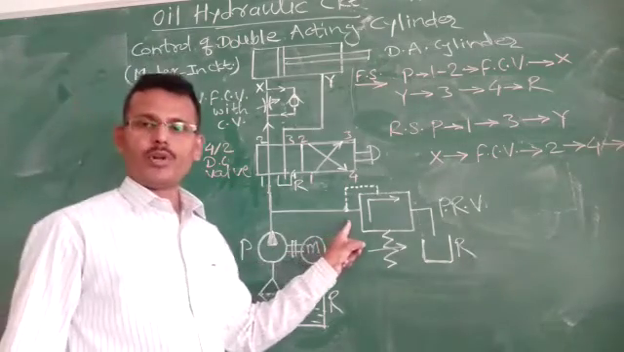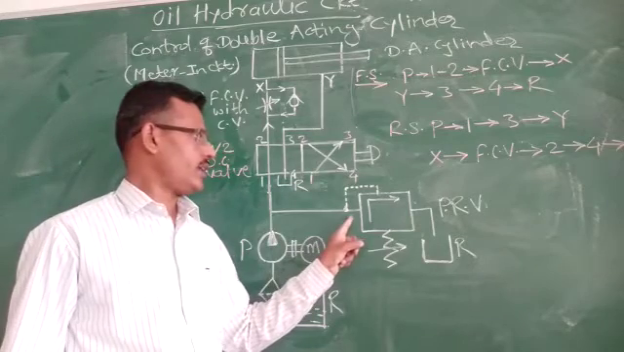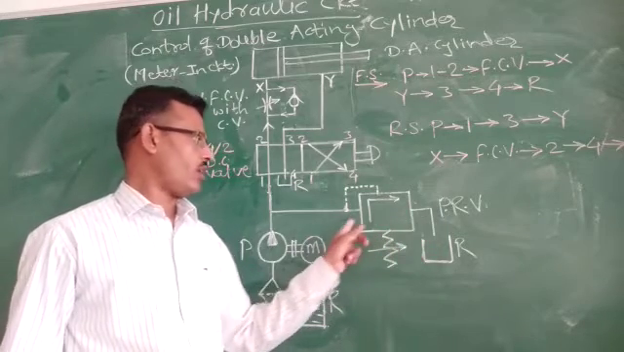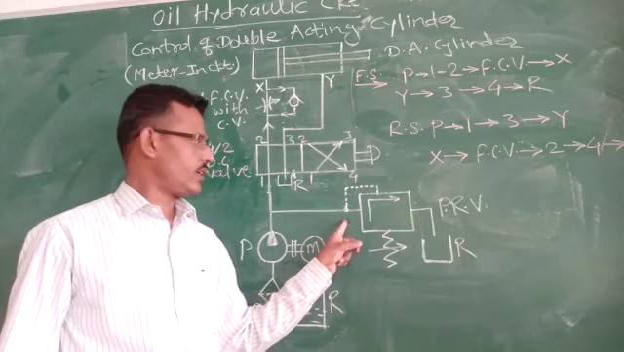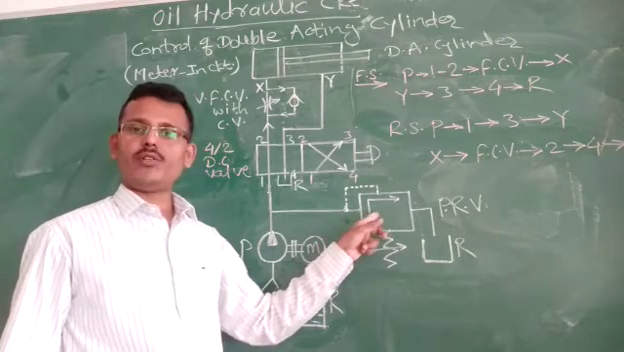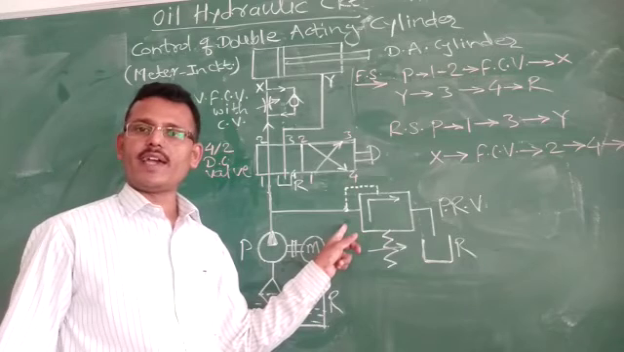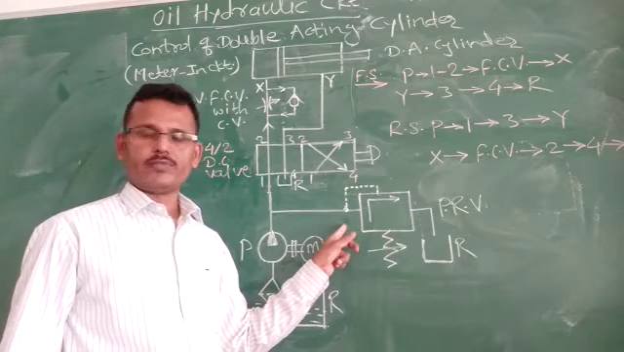Then another component in this hydraulic circuit is a pressure relief valve. It works for safety purposes in the hydraulic circuit. The function of this pressure relief valve is to release the excess pressure.